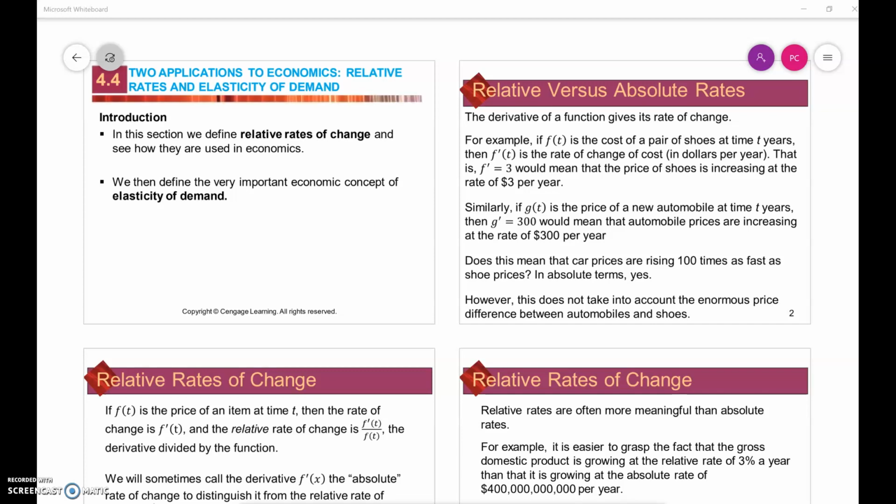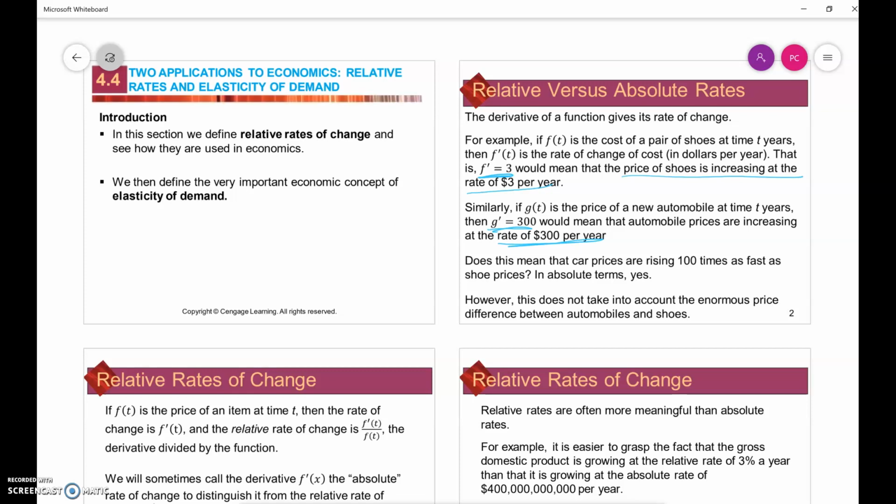All right, so the derivative of a function gives its rate of change. We've learned that all the way through. So for example, if f of t is the cost of a pair of shoes at time t, then f prime of t is the rate of change of cost in dollars per year. Meaning, f prime of 3 means that the price of shoes is increasing at a rate of $3 per year. Well, similarly, if g of t is the price of a new automobile at time t years, then g prime equal to 300 would mean that automobile prices are increasing at a rate of 300 per year.